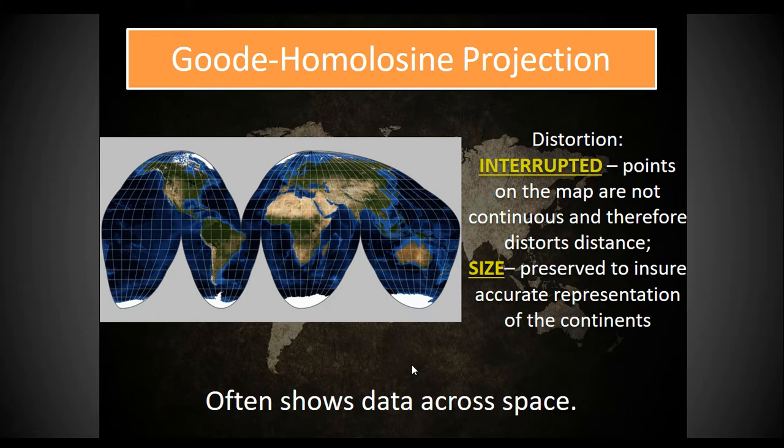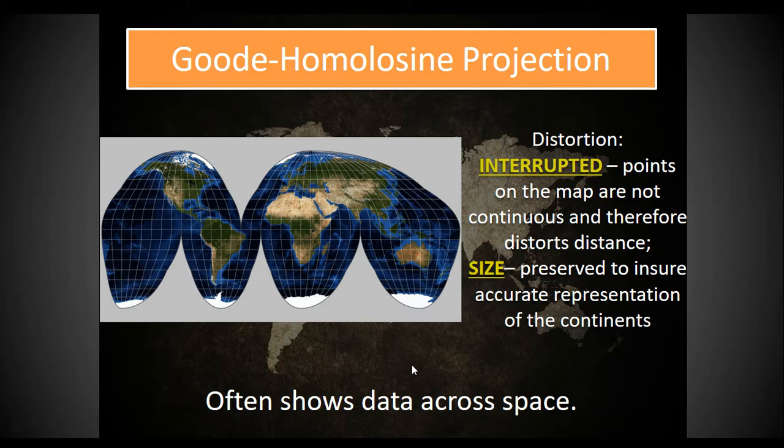So what happens is the points on the map are not going to be continuous. So distance is definitely going to be thrown out here. Even to a degree, direction, you're not going to go up and down where these are. This is definitely not how the Earth really looks, but this allows us to show data across space, and it allows us to preserve a little bit more of the size and the representation of the continents.